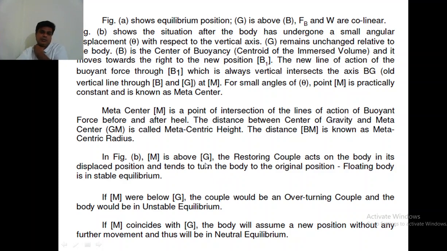So if M is above G, a restoring couple will be acting, so the floating object will be in the stable condition. If M is below G, then the couple will destroy, it will overturn the ship, because the couple will add up to the original twisting. So it is an overturning couple or destroying couple. When M and G are at the same point, it will assume a new position without any further moment. So that is neutral equilibrium condition.